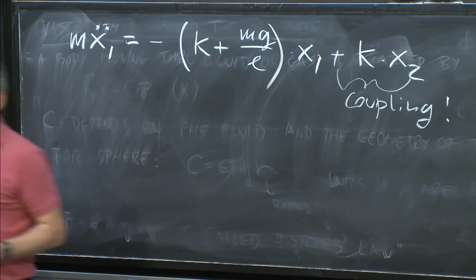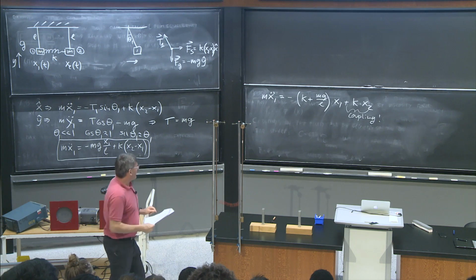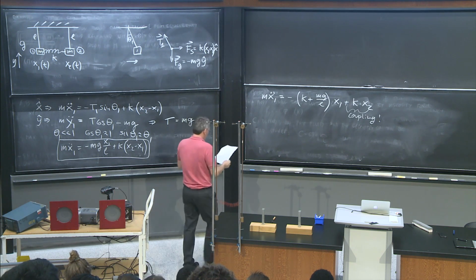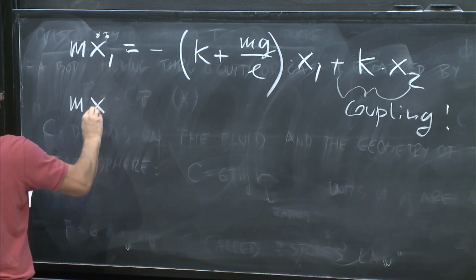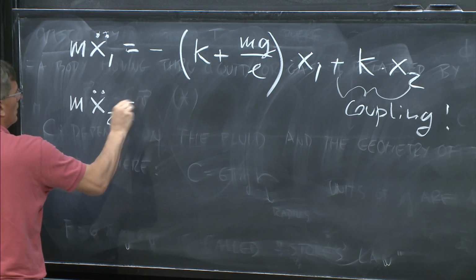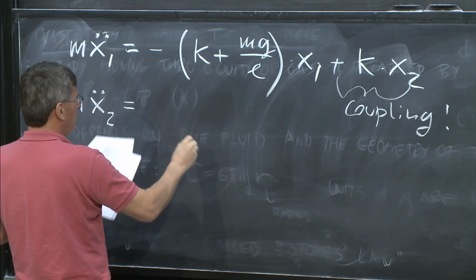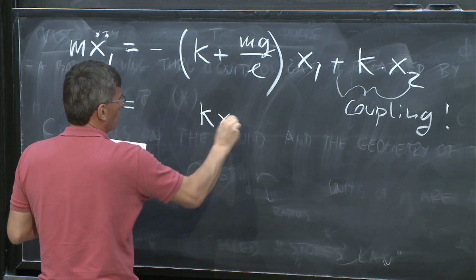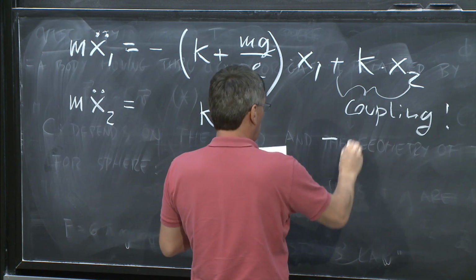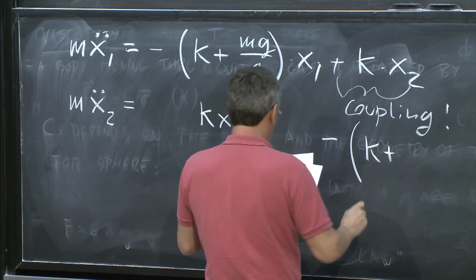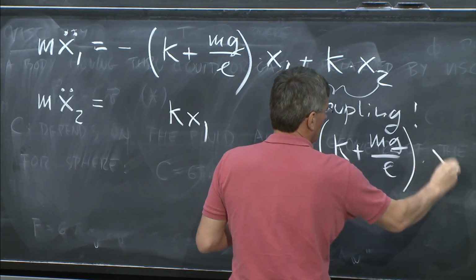So this is what makes those pendula coupled. All right, and then I can write almost exactly the same equation for mass 2 with the proper replacement of masses. So let me write this down in the following way. Kx1 minus k plus mg over L times x2.